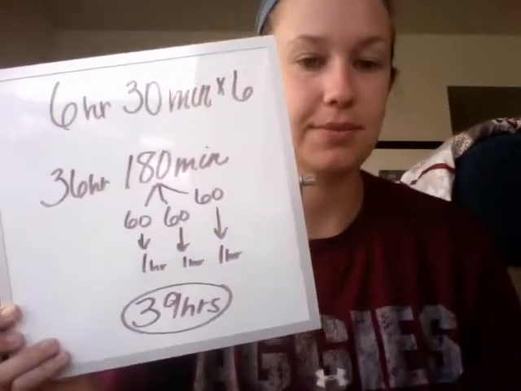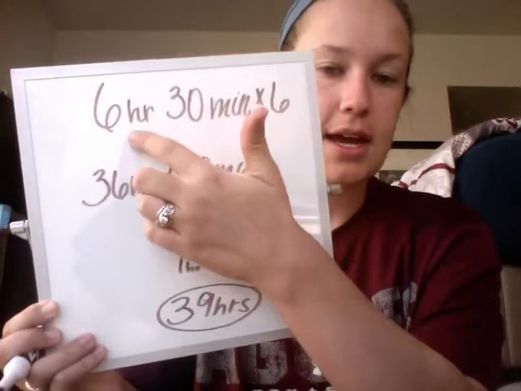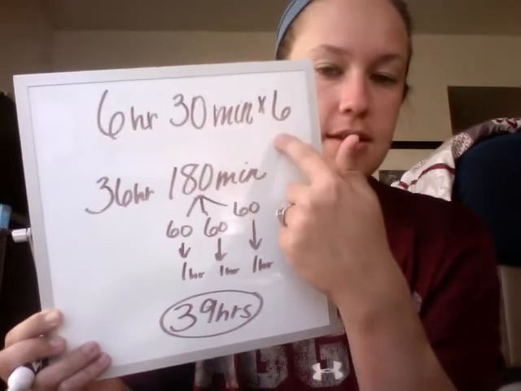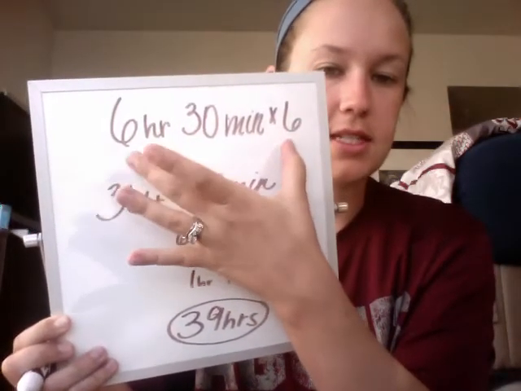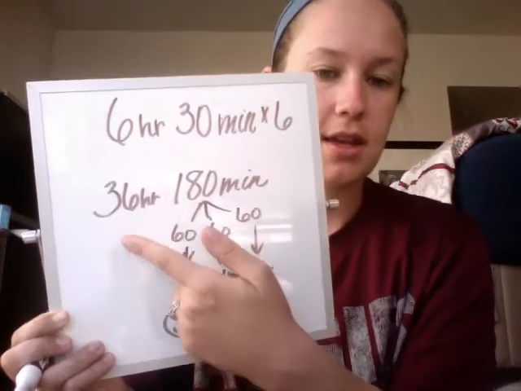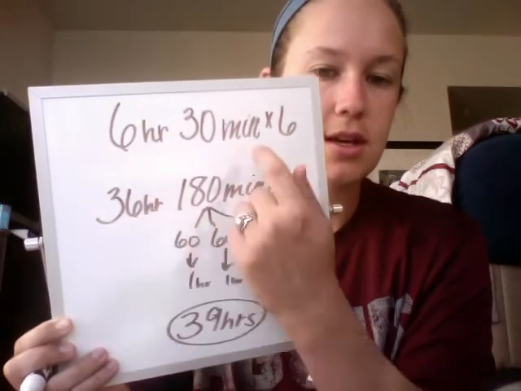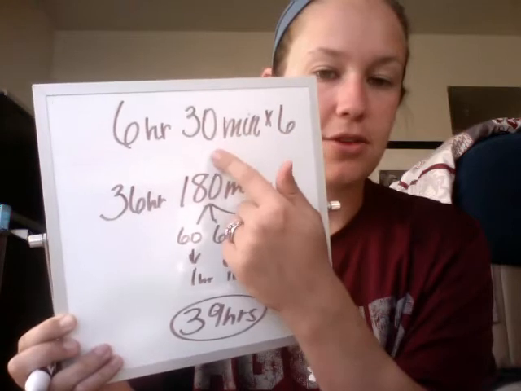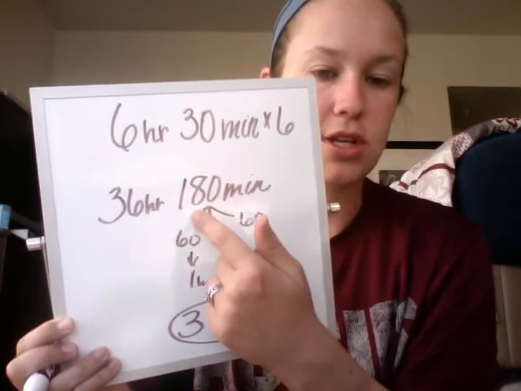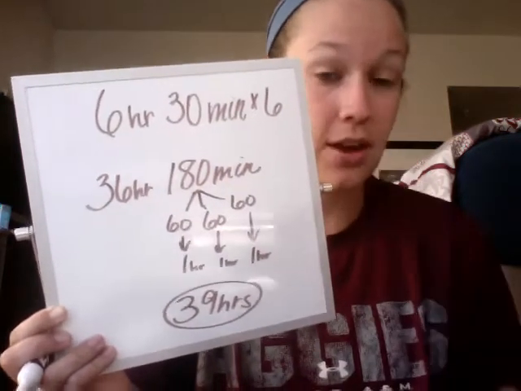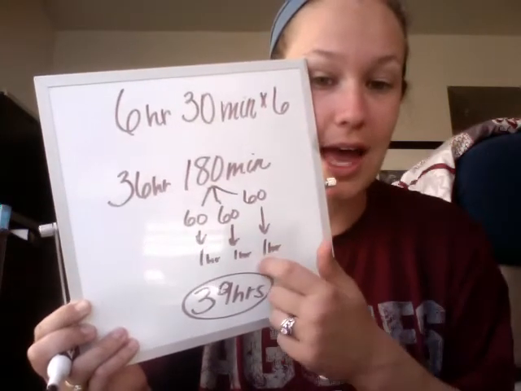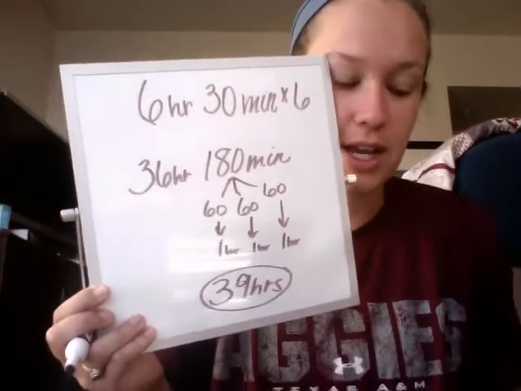All right, pause me if you need to. So here, 6 hours and 30 minutes times 6. We first multiply 6 by 6 hours. That gives us 36 hours. Then we multiply 6 by 30 minutes, which gives us 180 minutes. Now here, you need to figure out how many hours you can make out of 180.